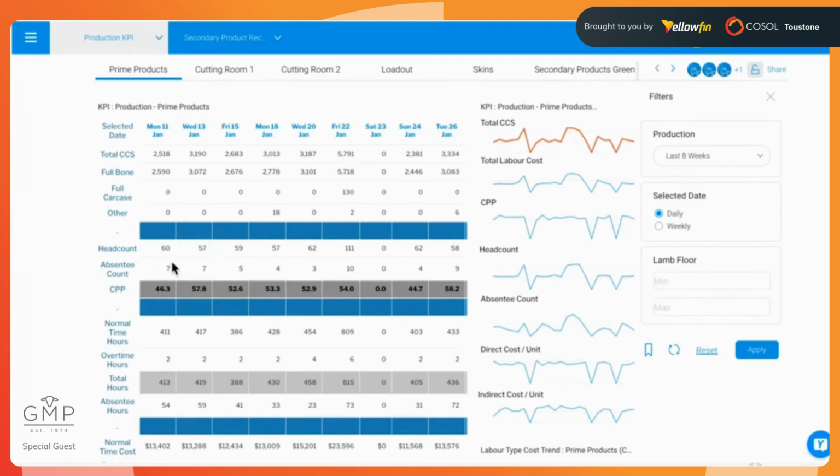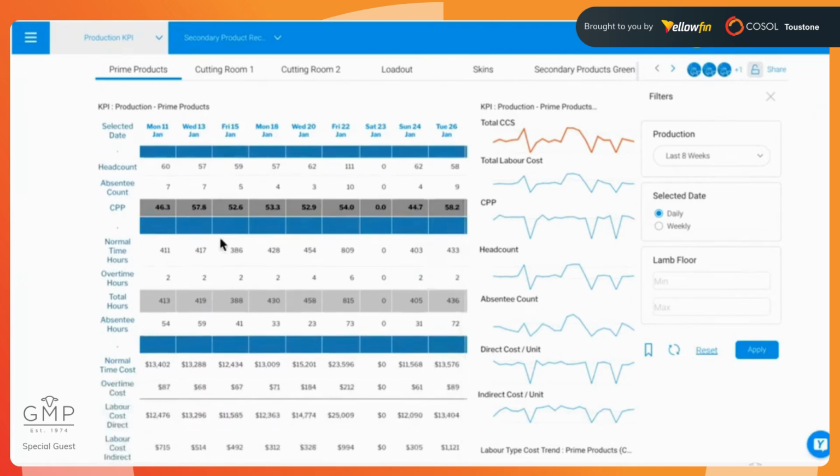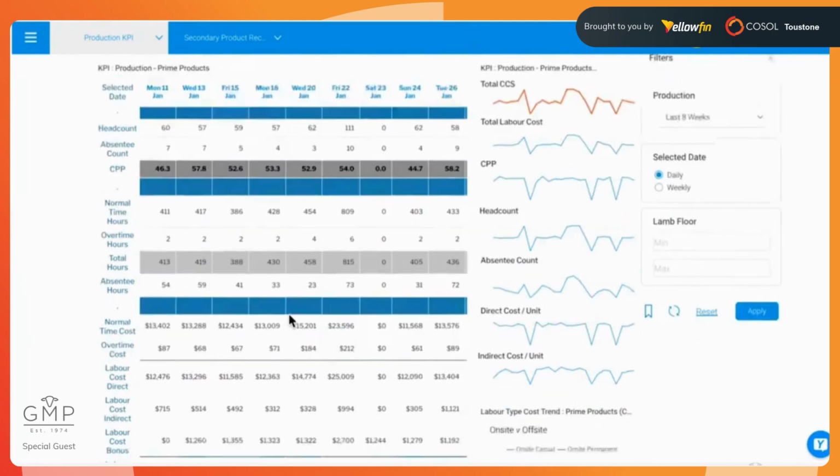How many of them were absent? Now, as I understand, absenteeism in the industry is a massive cost, a massive driver of inefficiency. So it's very important that absenteeism is tracked and therefore able to be managed. We've got obviously our hours of labour, broken down into overtime. So are we efficiently using our labour? Are we moving into overtime or not? And then obviously we get into the costs.